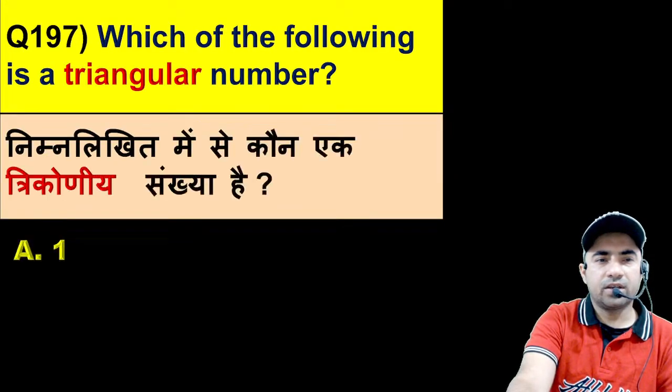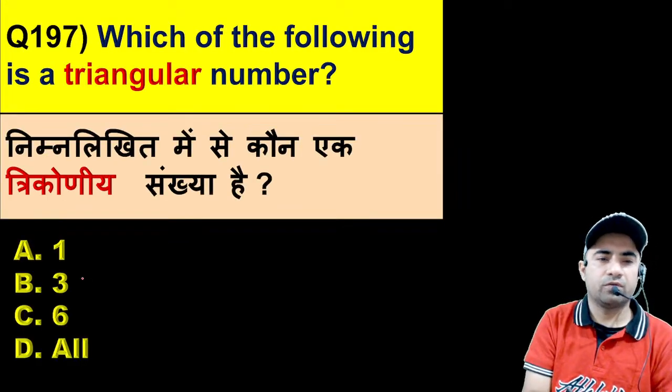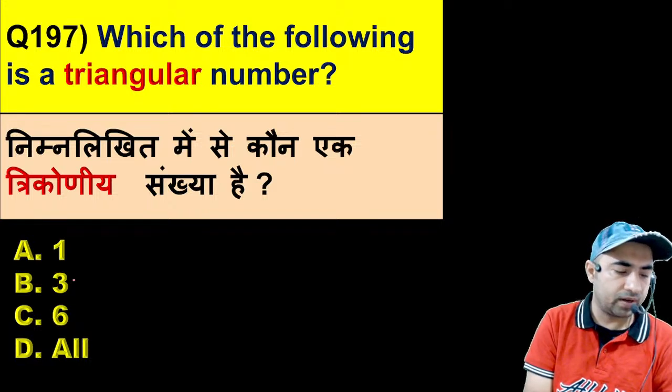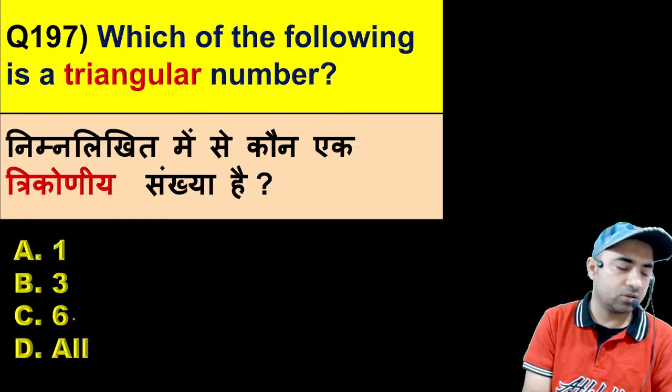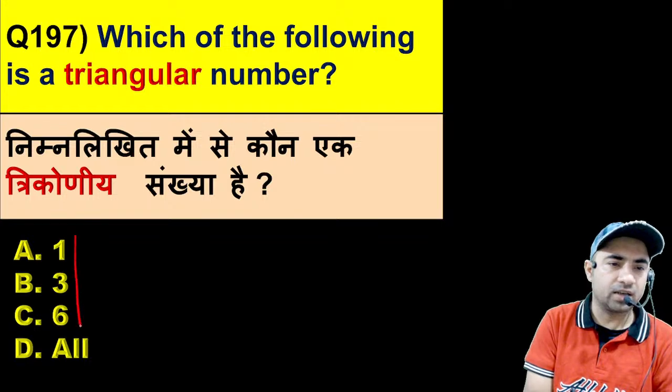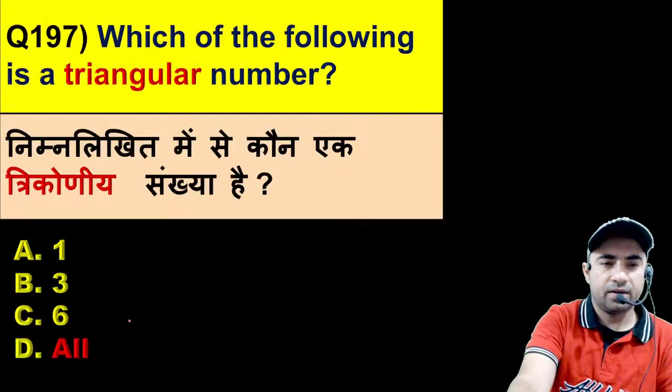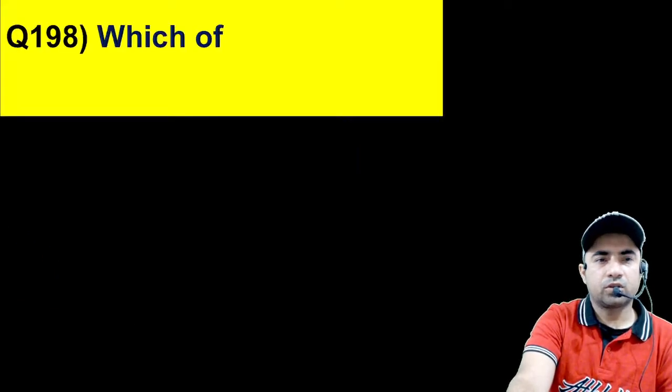Which of the following is a triangular number? So 1 is a triangular number, 3 is also a triangular number, and this 6 is also a triangular number. So all these are triangular numbers. Clear? Next. Question number 119.